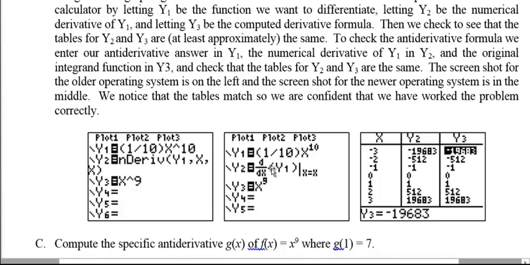So if we take the derivative of that y1 with respect to x, this is of course a symmetric difference quotient, an approximation of the derivative. And then the real derivative should be the thing we started with, x to the ninth. We check to make sure the tables for y2 and y3 match, which of course they do.